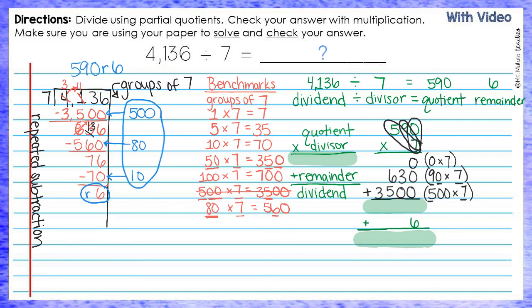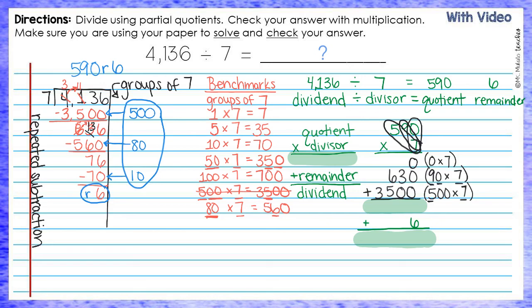Your division was correct and your multiplication for checking it is correct. If when you're checking your work, you do not get your dividend, you want to go back and first check that your multiplication is correct, then that your addition is correct. If you're still not getting your dividend, then the problem is with the division that we did before. So always go back and check your benchmarks, then check the subtraction, and then check that you wrote the correct number of groups by looking at your benchmarks.